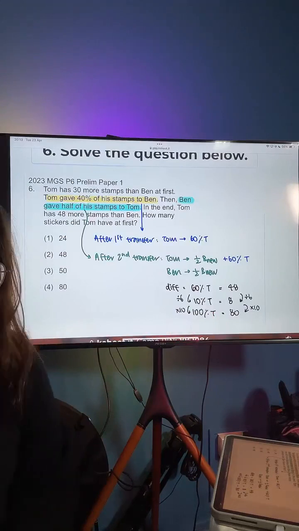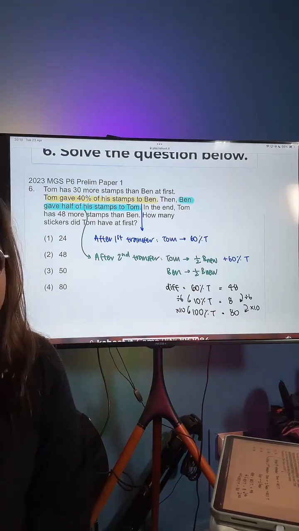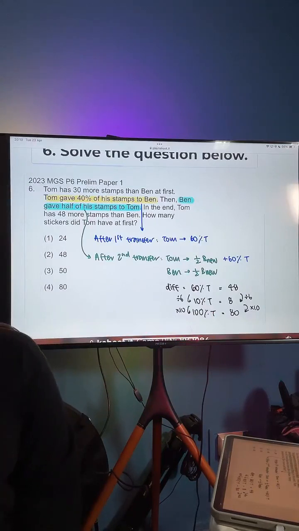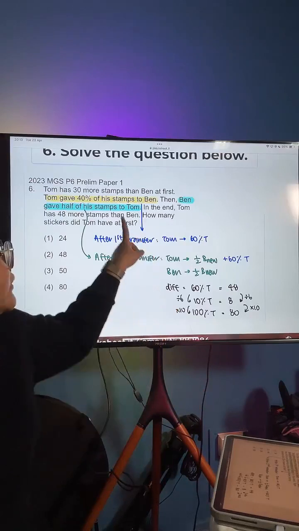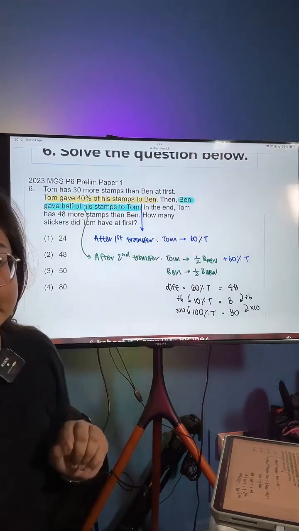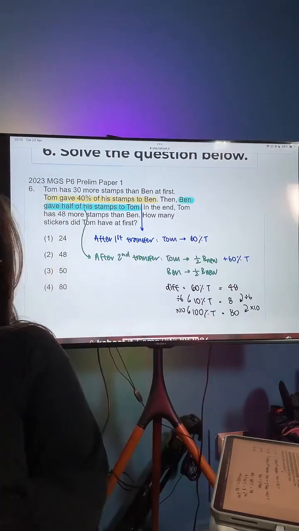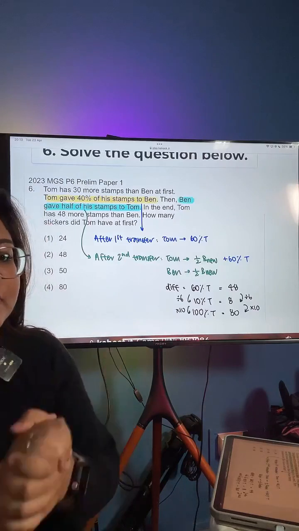Okay? So once again, I'm going to explain. Take your time to digest this before we move on to the next question. I'm explaining this one more time. Tom gave 40% to Ben. So balance 60%. Okay, keep aside first. My balance 60% I keep aside. Okay? Then Ben gave half of it to Tom.